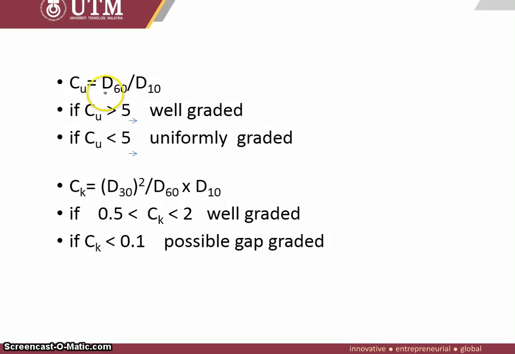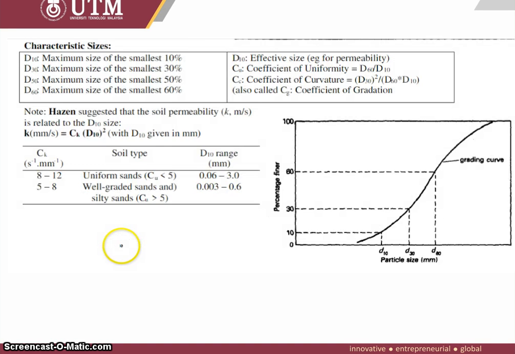If CU is bigger than 5, the soil is considered well graded, whereas if less, it is uniformly graded. For CC, the soil is well graded if it is between 0.5 and 2, and it is possibly gap graded if it is less than 0.1.